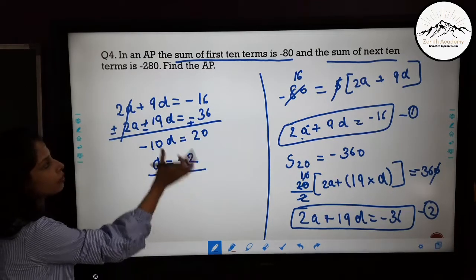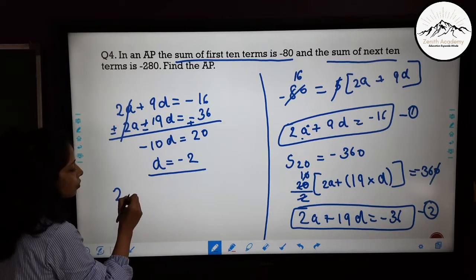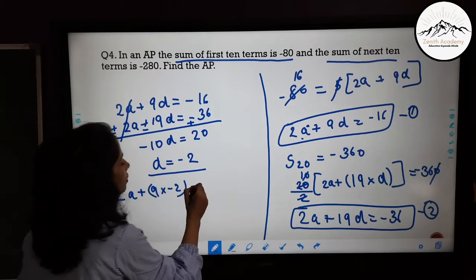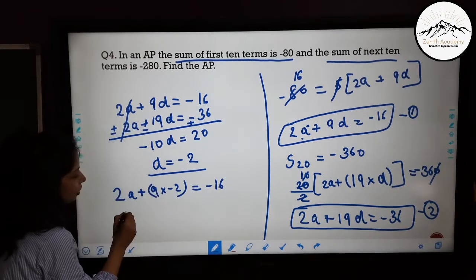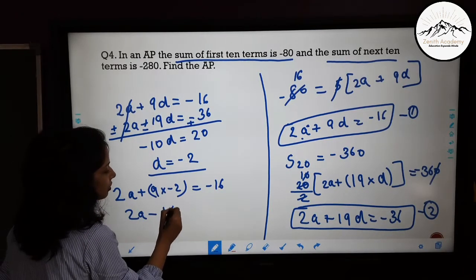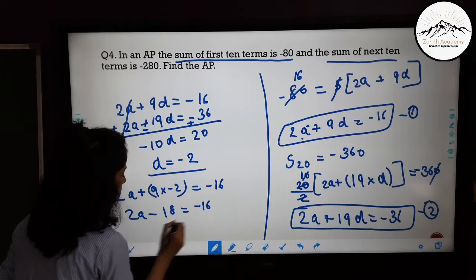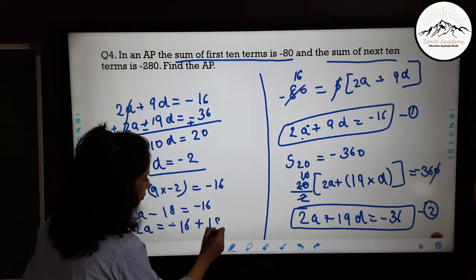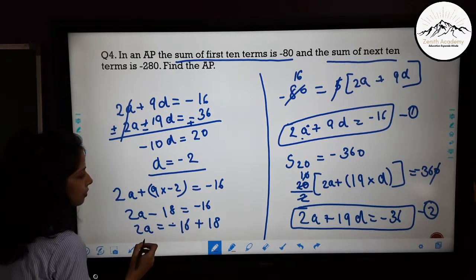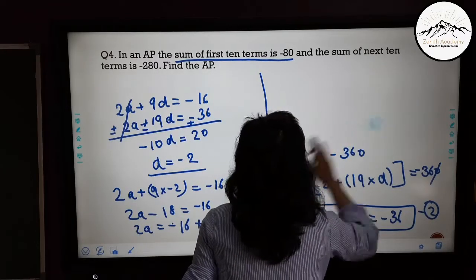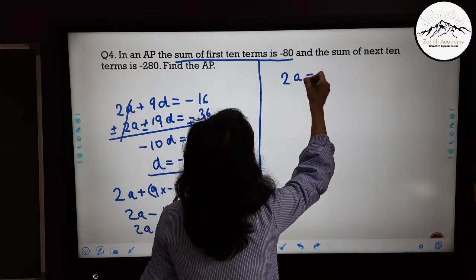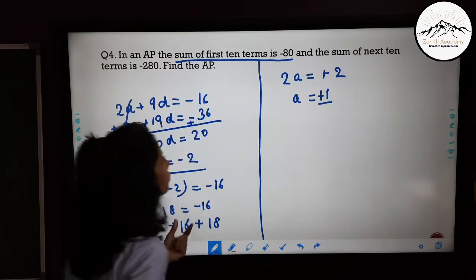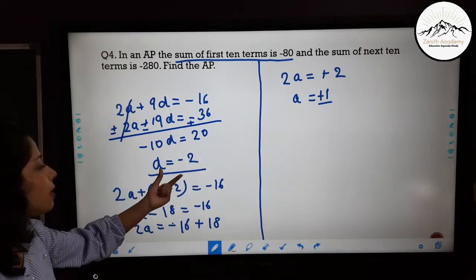We can put the value of d in any of these equations to get a. So what we'll do? 2a plus 9 into minus 2 is equal to minus 16. So this will give us 2a minus 18 is equal to minus 16, so 2a is equal to minus 16 plus 18, because when we shift it to the other side the sign changes. 2a is equal to plus 2, so a will be equal to plus 1. So now we have a is equal to 1 and d is equal to minus 2.